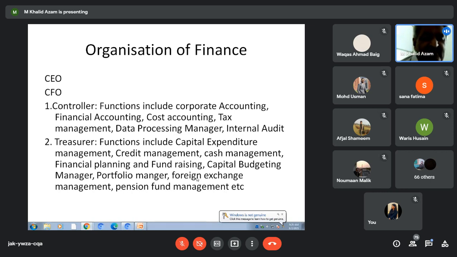But in general, what we are doing, at the end of the year we calculate the amount of profit after taxes we are going to distribute among the shareholders. Preference shareholders will be paid first, then after that we will be paying the equity shareholders. So this is the one return which the shareholder is getting.